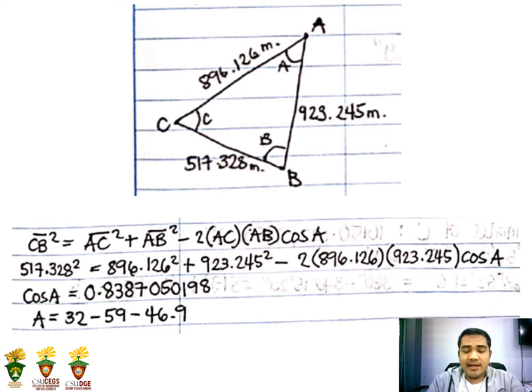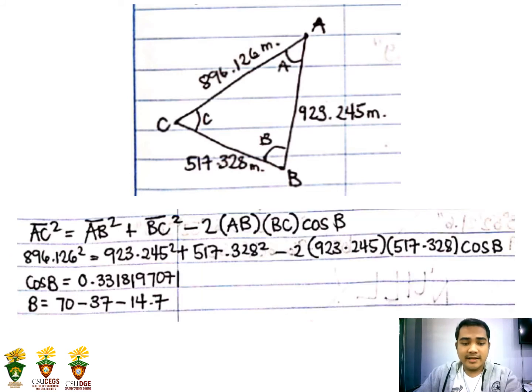So next is to determine the angle A. Earlier we got C, now it is angle A. From the accompanying figure above, to get the angle A we need this formula: CB squared is equal to AC squared plus AB squared minus 2 times AC times AB cosine the angle A. Substituting all the values above, cosine A is 0.8387050198. Taking the cosine inverse, A is 32 degrees, 59 minutes, and 46.9 seconds.